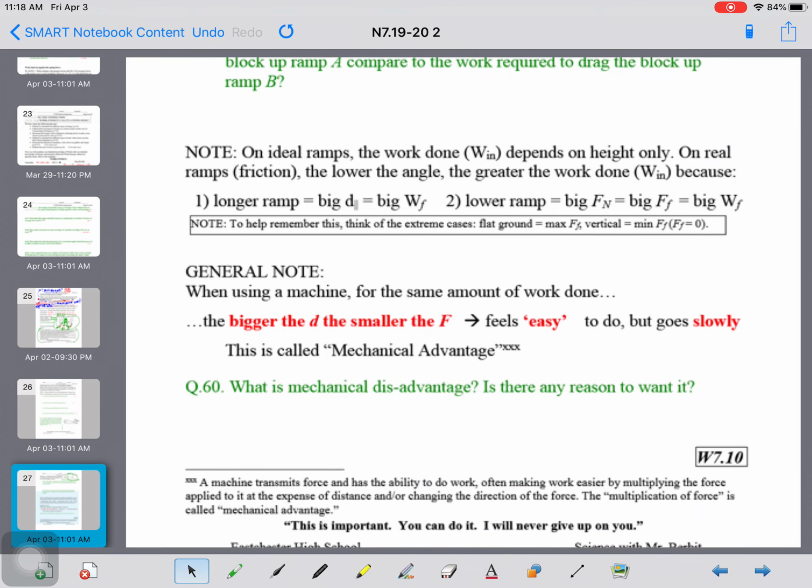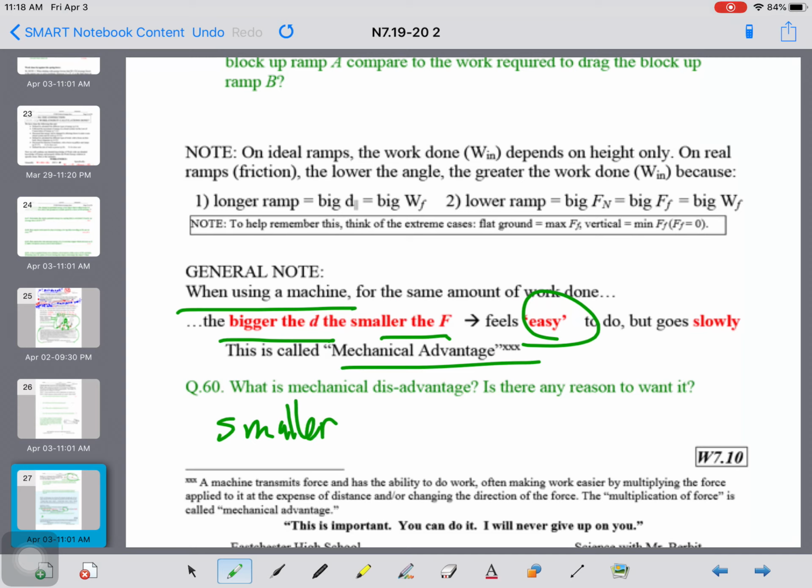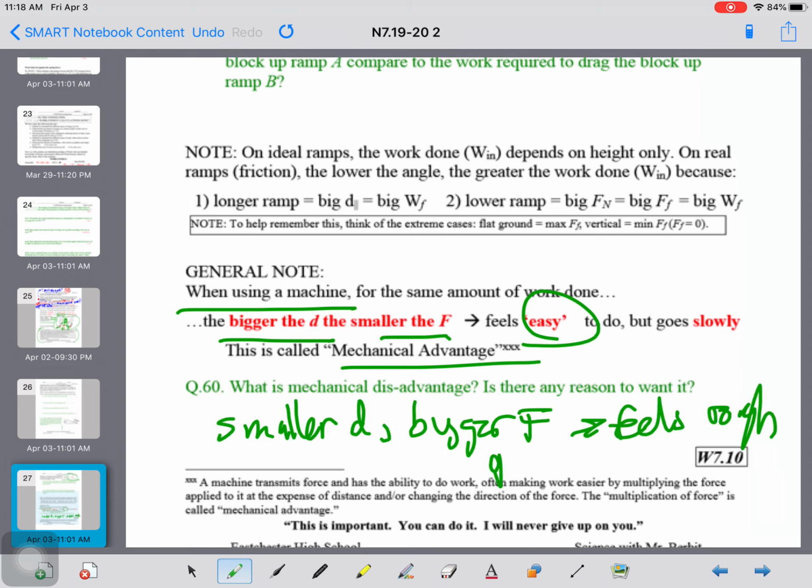All right, let's come down over here. This is a nice little summary. When you're using a machine, the bigger the displacement, the smaller the force. It feels easy. Of course, the reverse is true. That's mechanical advantage. The smaller the displacement that you actually have to move, the bigger the force you have to provide. This actually feels rough, but it goes quickly, and that's the reason it's a benefit. It goes quickly, and that's called mechanical disadvantage. You'll learn a little about that today.